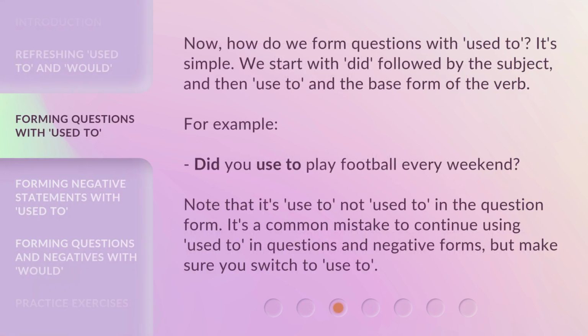Now, how do we form questions with used to? It's simple. We start with did, followed by the subject, and then use to and the base form of the verb. For example, did you use to play football every weekend? Note that it's use to, not used to, in the question form. It's a common mistake to continue using used to in questions and negative forms, but make sure you switch to use to.